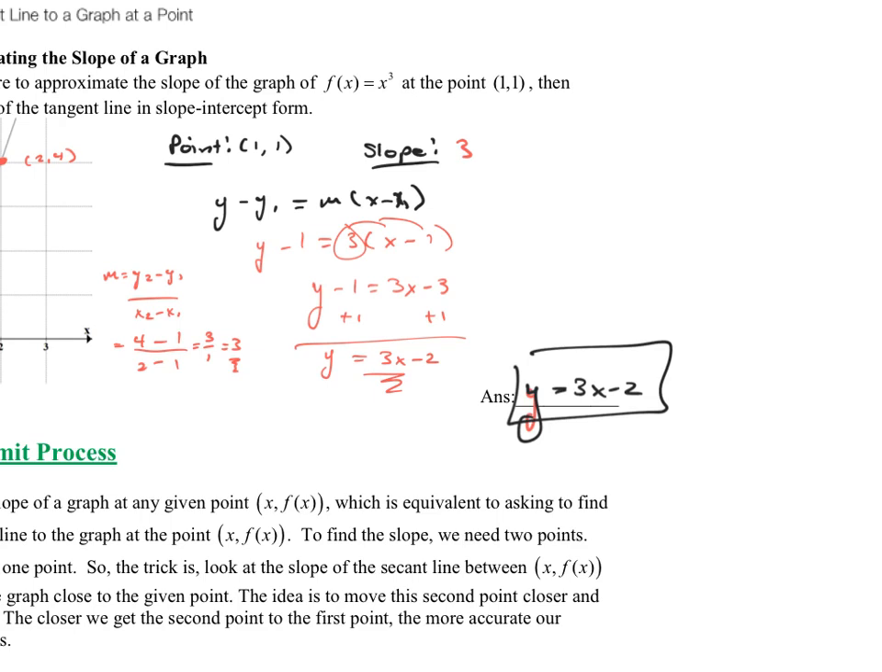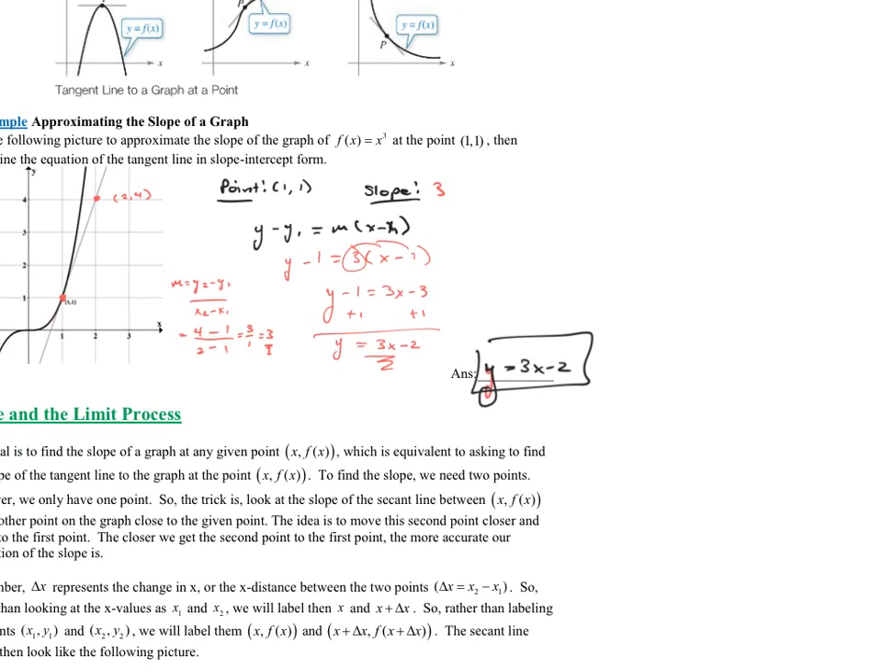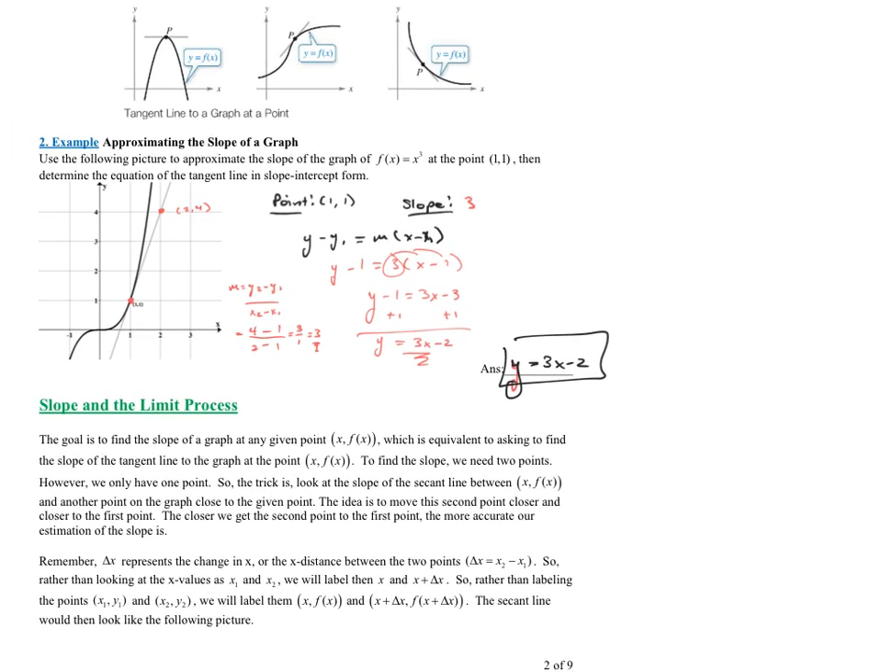Okay? So the big question then becomes, how would we have done it if we weren't given the graph? If we weren't given the graph, what would we do? How would we find that second point? How can we do this?